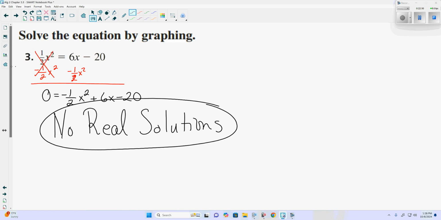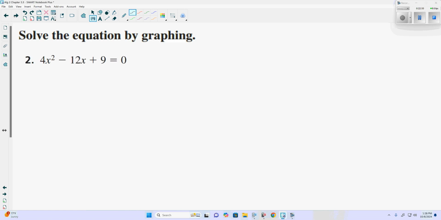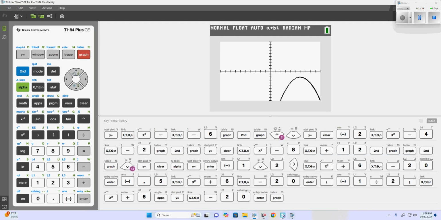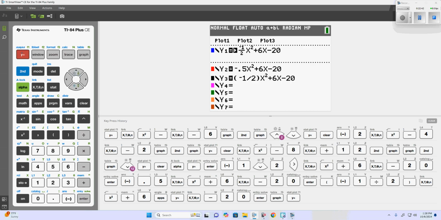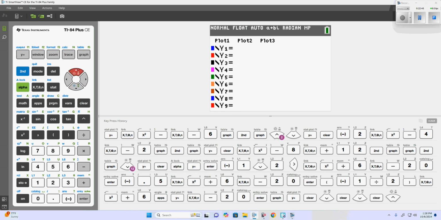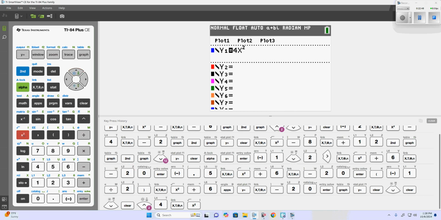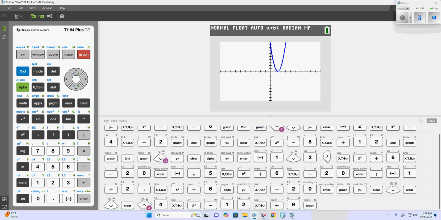We ready for the next one? 4x squared minus 12x plus 9. Well, that's nice. It's already equal to 0, yes? Try and grab the graphing calculator, go y equals. Here, I'm going to have to clear all three of those out. 4x squared minus 12x plus 9. We see that it does intersect the x-axis. So it does intersect at that point there.